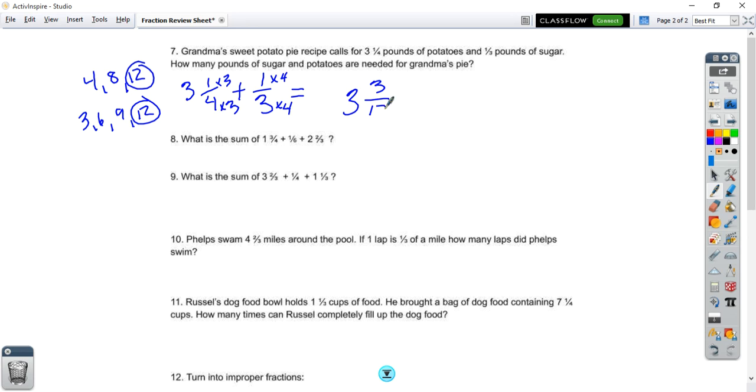3 times 4 is 12. Plus 1 times 4 is 4 twelfths. That gives me 3 wholes, and 3 plus 4 is 7 twelfths needed for this recipe. And that would be pounds.